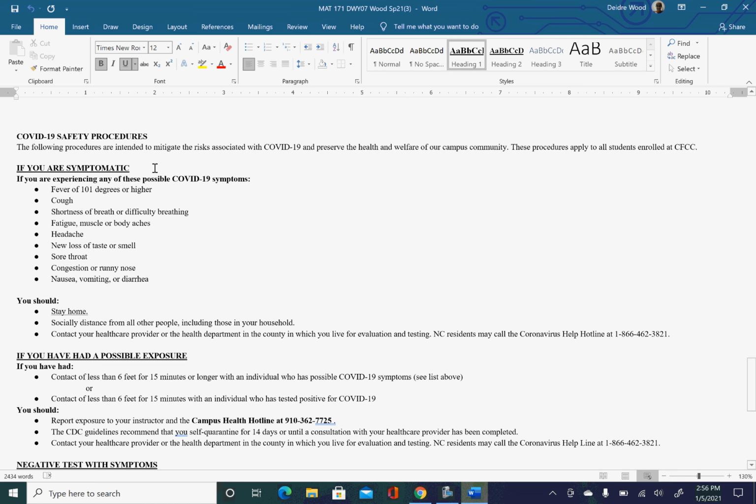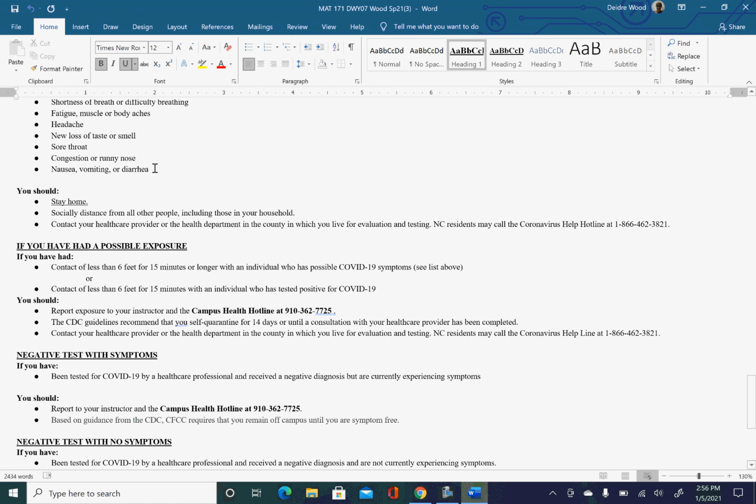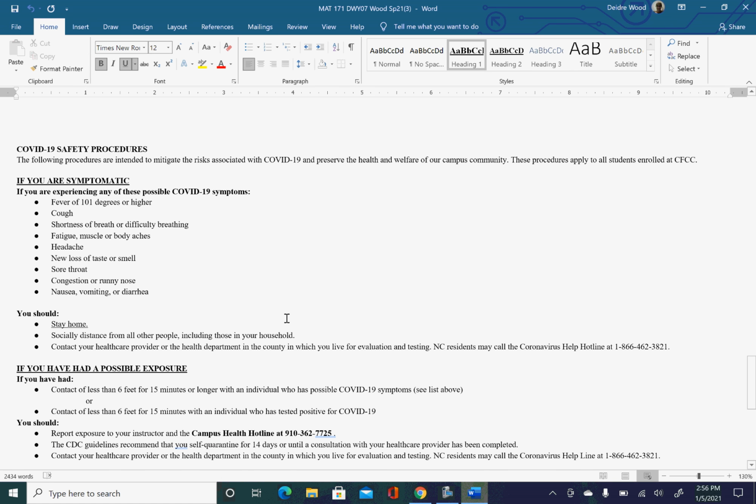Down below that, you'll see the COVID-19 safety procedures, and essentially this goes through and tells you if you're symptomatic, and that means you have any of these symptoms, here's what you should do. Stay home, socially distance, contact your healthcare provider. And Cape Fear has a campus health hotline, and that's highlighted down here, that you will need to contact. But there's also a coronavirus health hotline here.